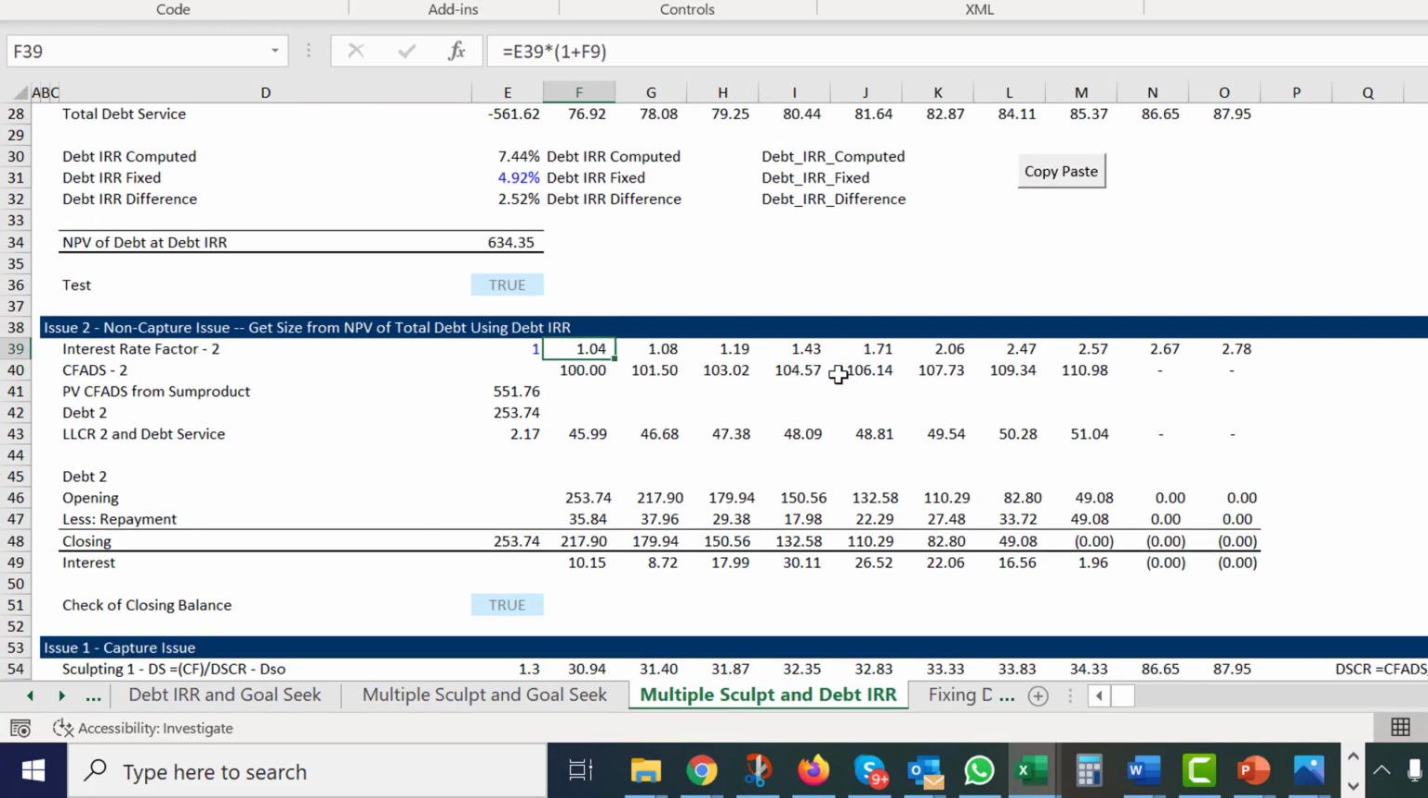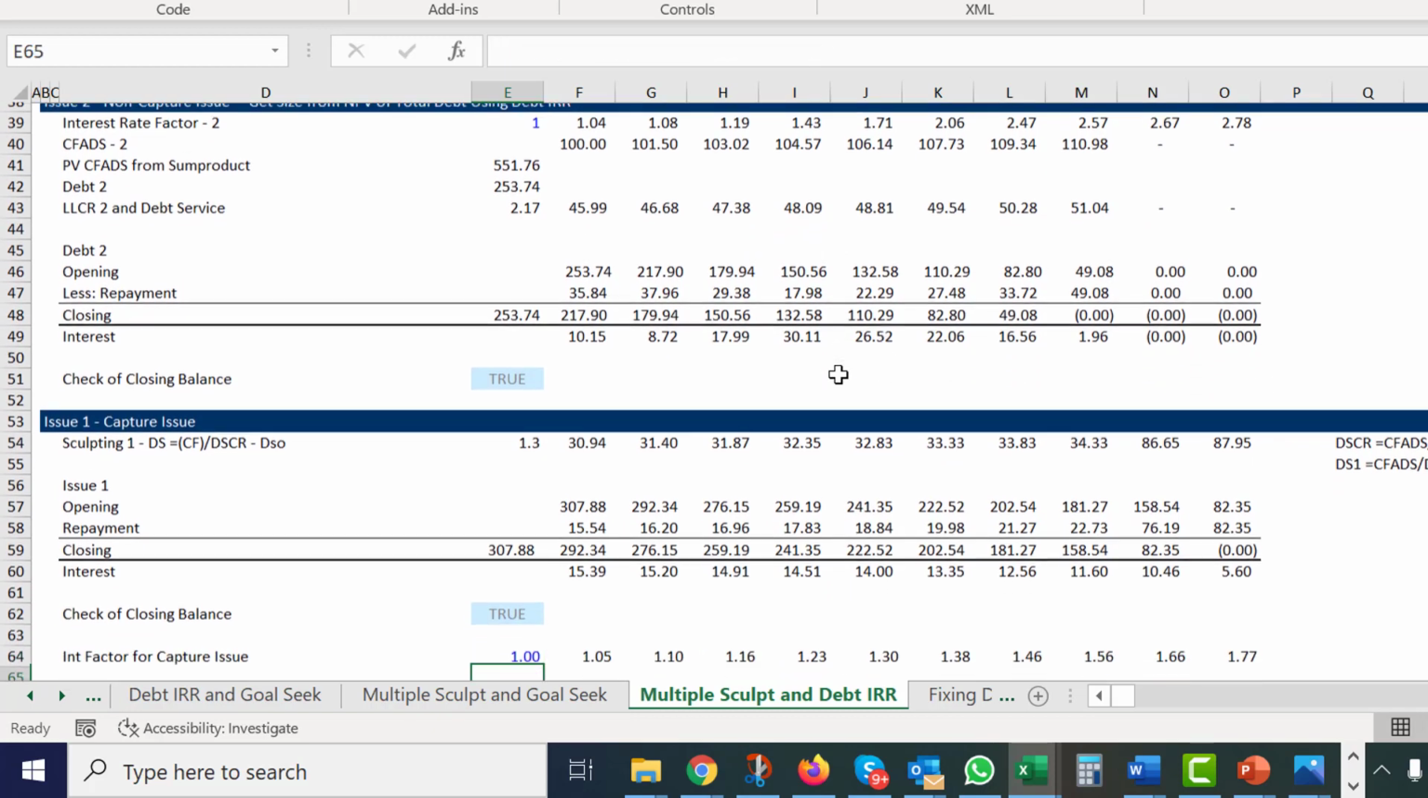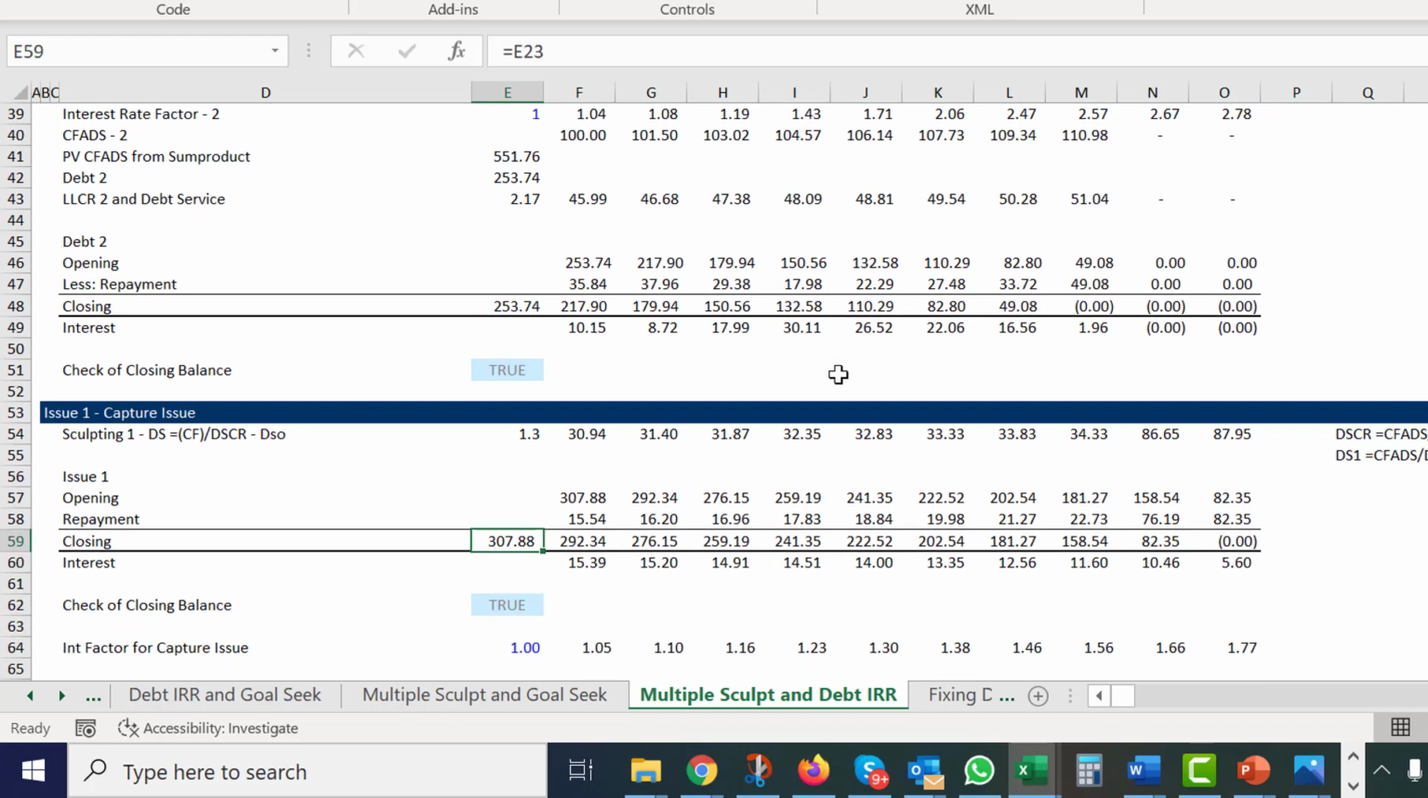Okay. Then we computed the NPV of the CFADS, get the amount of the debt, which I've already talked about, get this LLCR/DSCR that gives you a constant number and gives you the closing balance. Put the test in here using, I use lookup still. I hadn't converted fully to XLOOKUP yet. Okay, and then we get the closing balance of the interest.